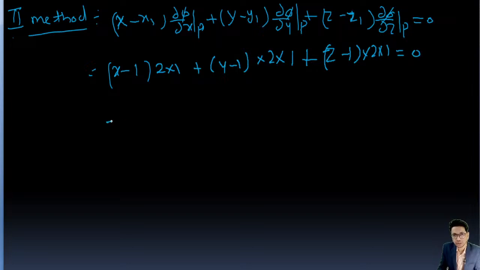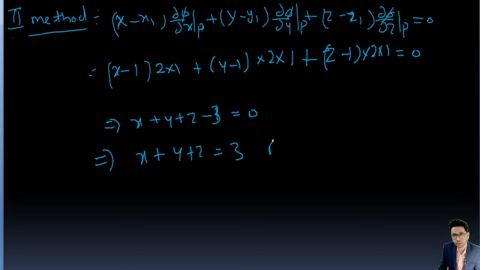So it implies x plus y plus z minus 3 equals 0, because the 2s go to the right-hand side and become 0. So x plus y plus z equal to 3. This is the answer. This is very simple: we have just used the formula and solved it, but you need to know both methods. Okay, guys, we'll solve the next question now.